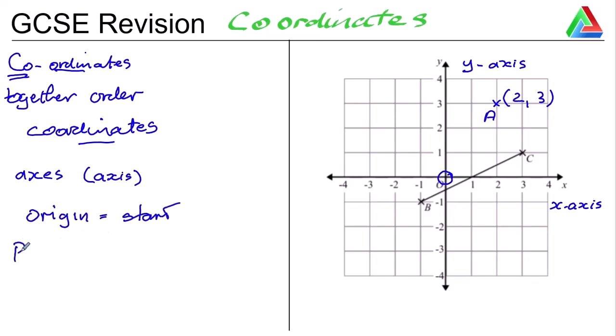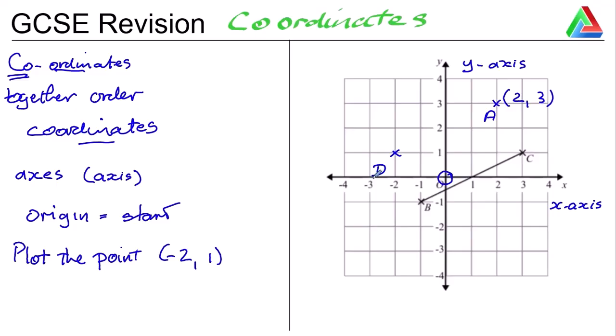So let's look at an example. Plot the point negative 2, 1. So the coordinates are negative 2 and 1. So x is first and then y. Some people remember this by saying along the corridor and up the stairs. So negative 2 from the origin, 1, 2, and then 1 up. So here, and let's call this point D.